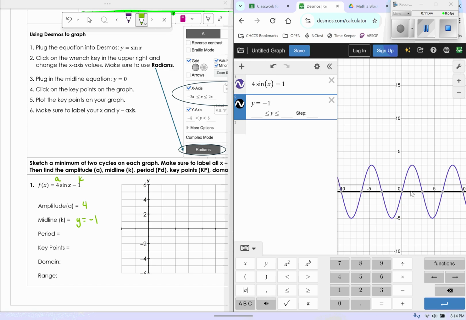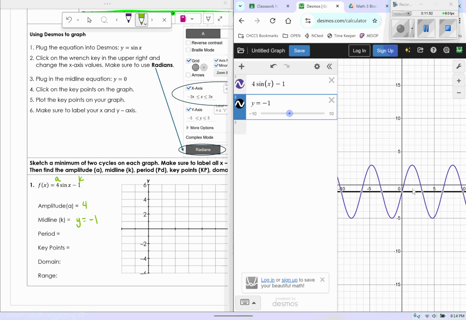And you can notice then if you count up and down from this midline to the max and min, that gives you the distance of the amplitude. So I can count from here up 1, 2, 3, 4, or from the midline down 1, 2, 3, 4. So it tells us again what the max and min values are.